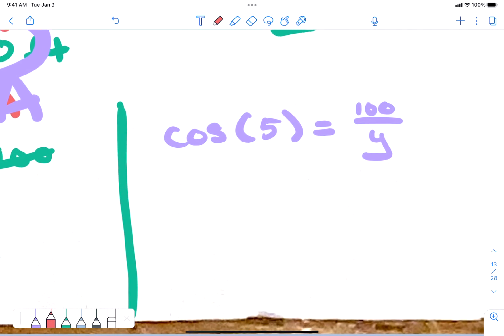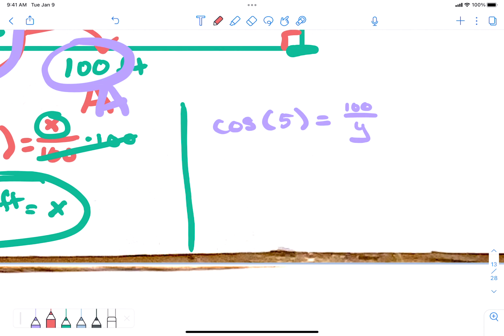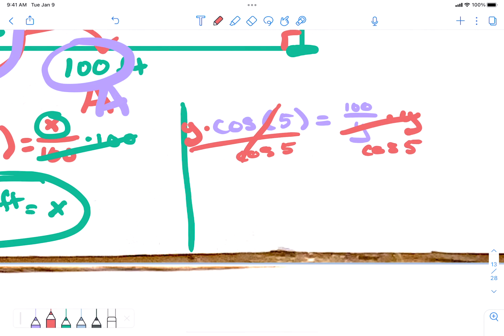I don't know. Oh, but so is it just 100 divided by cosine 5? Yeah, that's what it will be. Okay, so watch. To get the Y out, we would multiply by Y. Don't write this down yet. To get the Y out, we multiply by Y. So it's now over on this side, right? So now I have Y times cosine of 5 equals 100. And I want to divide by cosine of 5 to get it over to the other side, right? Divide by cosine of 5. So I end up with Y being equal to 100 over cosine 5.